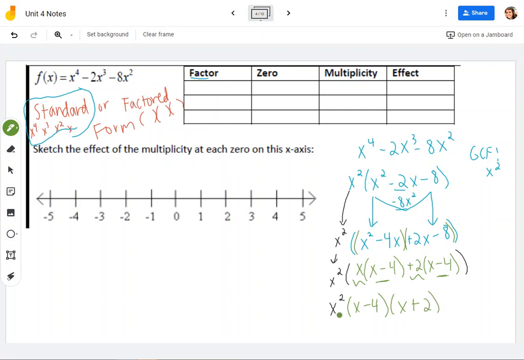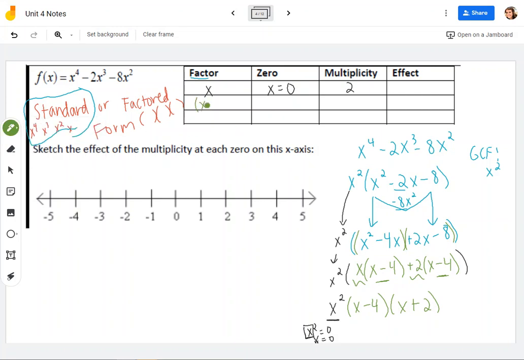So I'm going to list these factors. Something I want to note is that the factor for x squared, if we're solving this for the 0, we end up with just x equals 0. So the factor is really just the x itself. The squared is telling us that it's going to have a multiplicity of 2 because it is a repeated value. So we get x equals 0, and a multiplicity of 2.